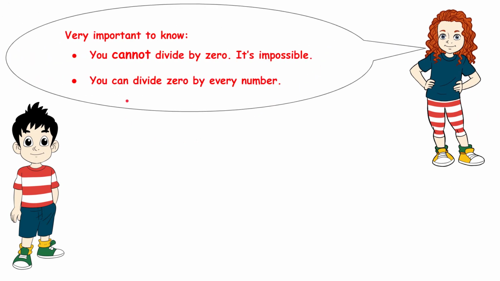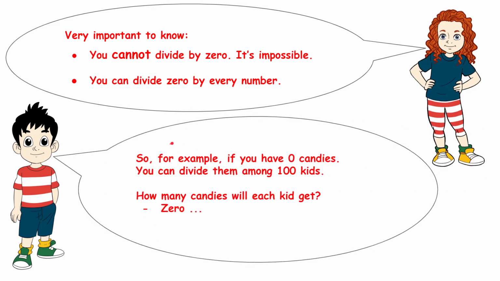Very important to know that you cannot divide by 0. It's impossible. It has no meaning. However, you can divide 0 by every number. So you cannot divide by 0, but you can divide 0 by every number. For example, if you have 0 candies, you have no candies, you can divide them among 100 kids. How many candies will each kid get in that case? 0. That's okay. You have 0 to divide, so everybody will get 0.